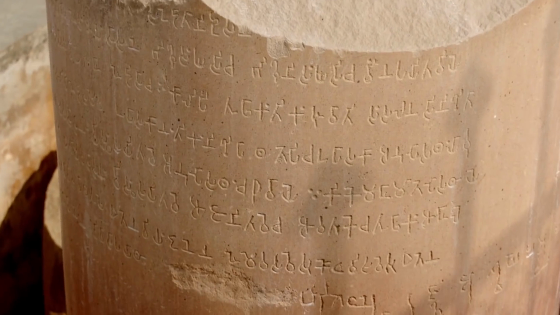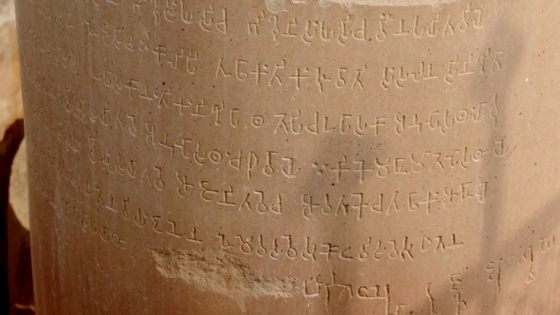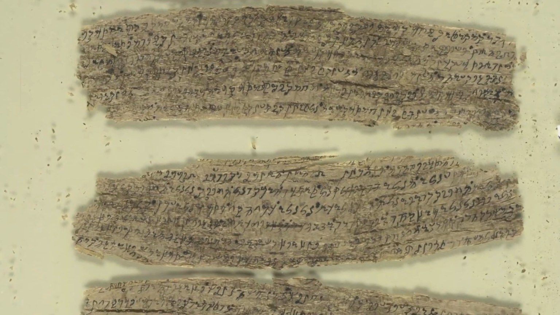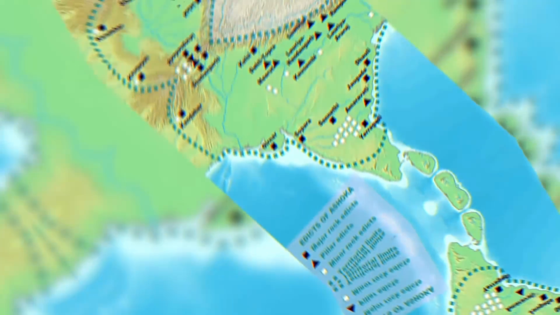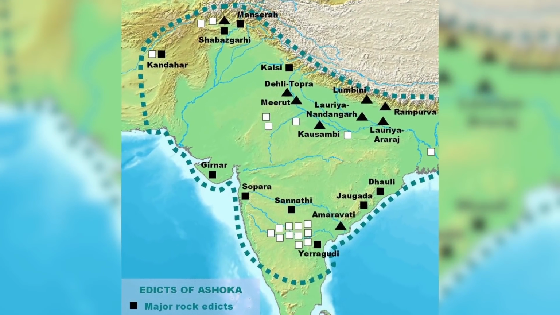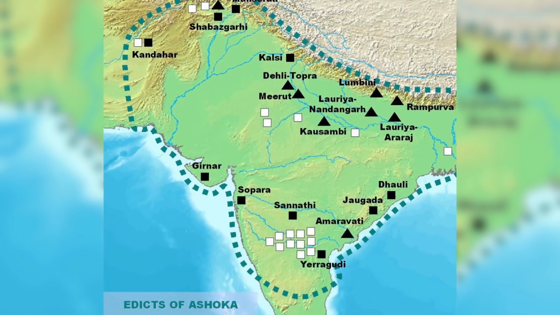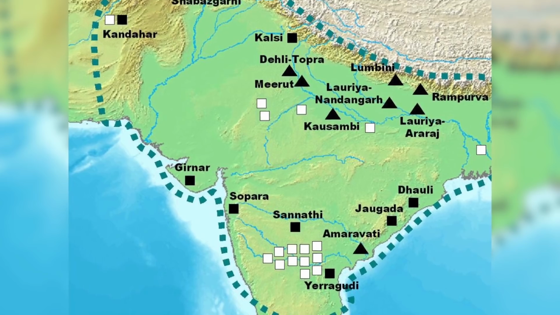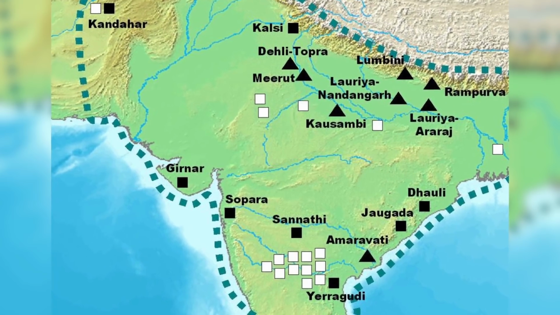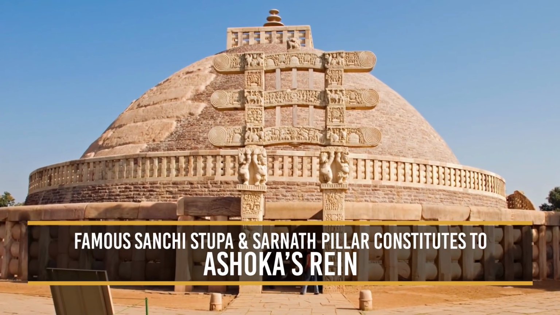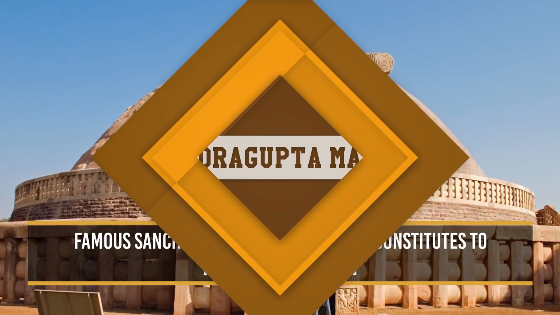Brahmi script was used for writing the edicts, particularly in Pali and Prakrit. In northwest India, Ashoka's inscriptions were also found in the Kharoshthi script. The name Ashoka appears only in a few major edicts such as Maski, Girnar, Karnataka and Madhya Pradesh. The other edicts mention him as Devanampriya Priyadasi, which means that he is dear to the gods. The famous Sanchi Stupa and the Sarnath pillar belong to Ashoka's reign.